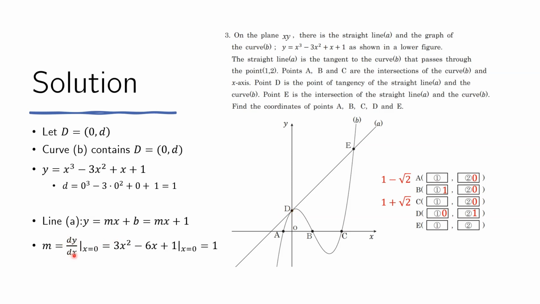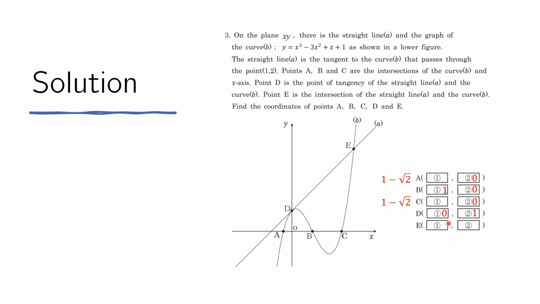Now let's do dy dx first. That's pretty simple. 3x squared minus 6x plus 1. And now we just replace the x's with 0. 0, 0, so we get 1. And therefore, m equals 1. And again, m is the slope of your line. And therefore, if you replace this with 1, you get a line that is y equals x plus 1. And that is the equation of your line A.